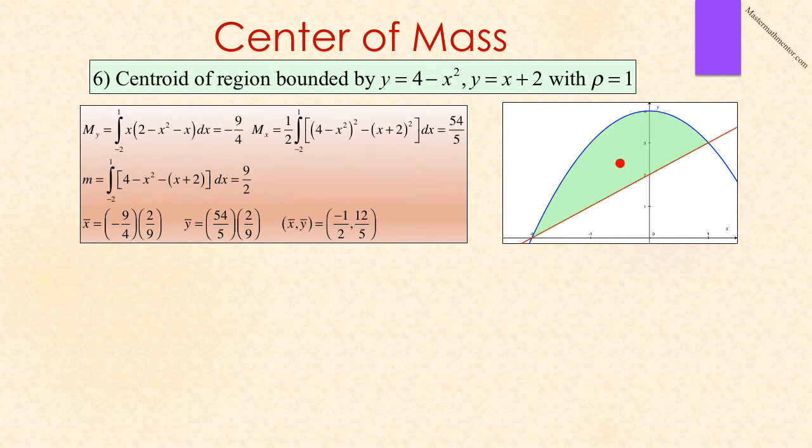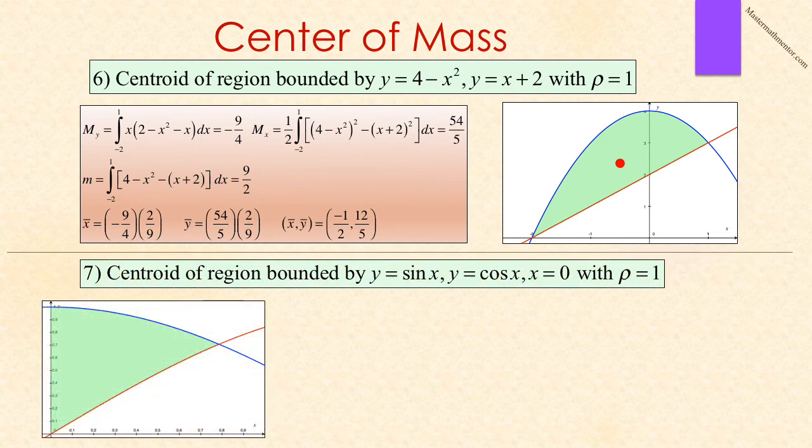So x bar is equal to -9/4 divided by 9/2, which is the same as multiplying by 2/9, and we get -1/2. Y bar is equal to 54/5 divided by 9/2, which is multiplying by 2/9, and that is 12/5. So our x bar, y bar centroid is the point -1/2, 12/5.